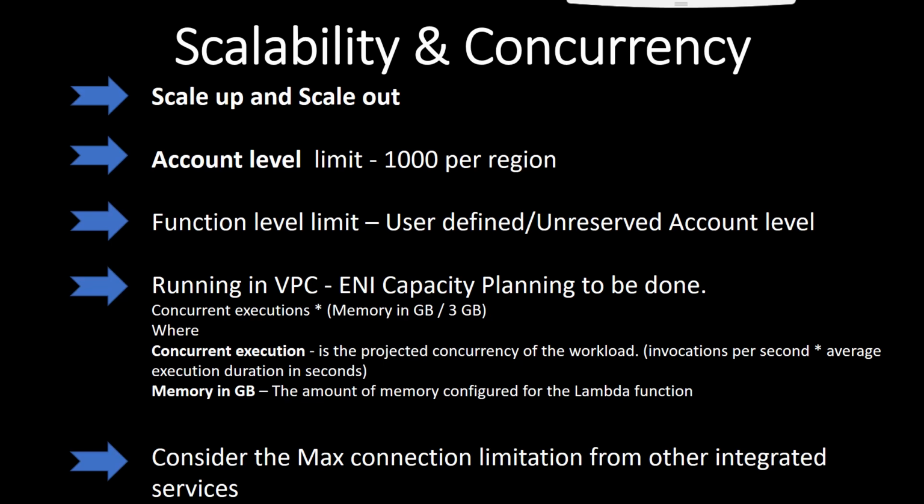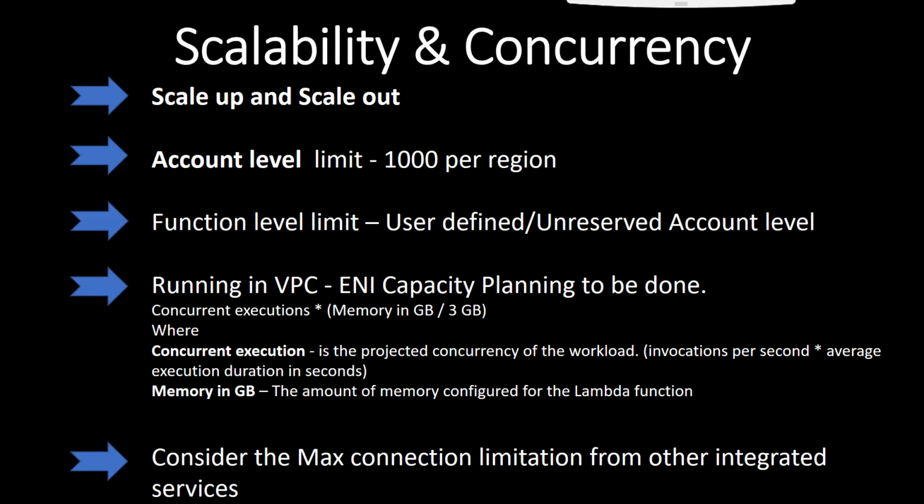So it is not a good practice to use the unreserved account level limit, because if for any reason the number of concurrent executions increases for a particular function and exhausts all the limit, then it can cause throttling for all the other functions and they will not be able to entertain any request. To avoid this issue, we should always define a function level limit.